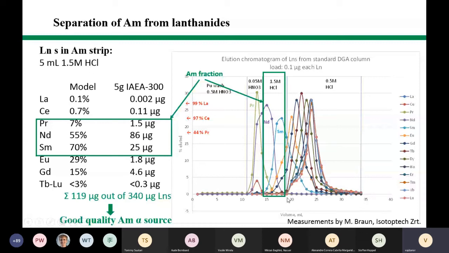We can strip americium, and you can see that the americium fraction contains some neodymium and some samarium, and the rest of the lanthanides are removed from this fraction. According to our measurement, in one example, out of 340 micrograms of lanthanides in 5 grams of soil, we got only 120 micrograms in the americium source, which allowed us to get a good quality americium alpha source.